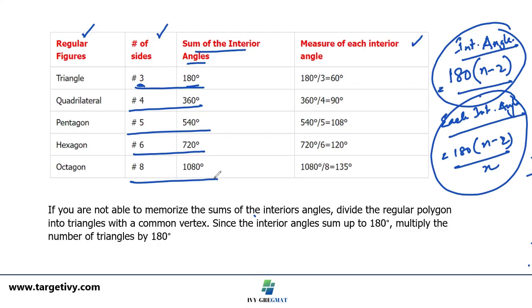If it's a triangle, the sum of the interior angles is 180. If it is a quadrilateral, it's 360. If it's a pentagon, it's 540. Hexagon, 720. Octagon, 1080. Fair.